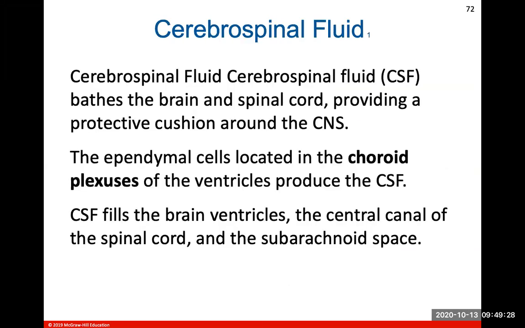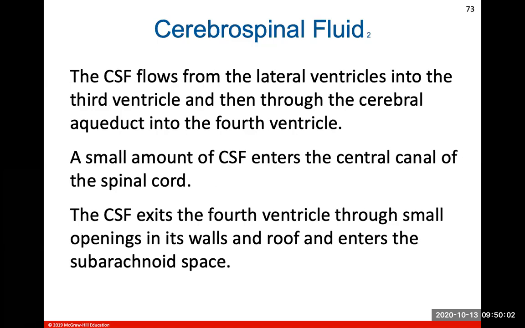So these are those ventricles I talked about being filled with cerebrospinal fluid, and CSF is important for providing a protective cushion around your central nervous system, and also providing buoyancy to the brain, so your brain isn't densely compacted together. It's kind of floating within your skull. The ependymal cells located in the choroid plexuses of the ventricles will produce your CSF, and your CSF will fill all brain ventricles, the central canal of your spinal cord, and the subarachnoid space.